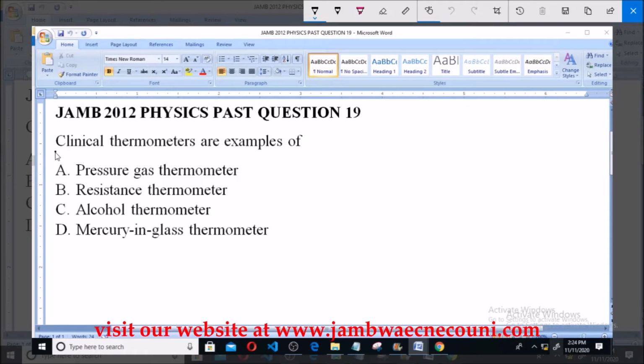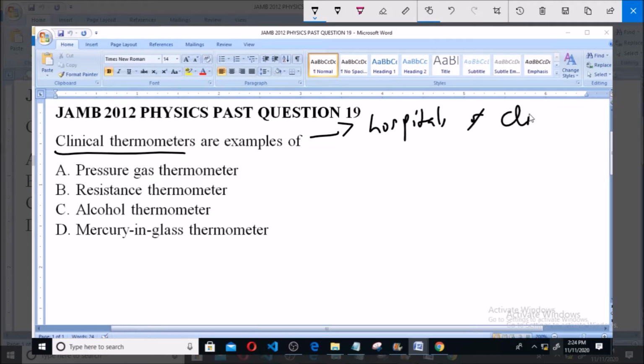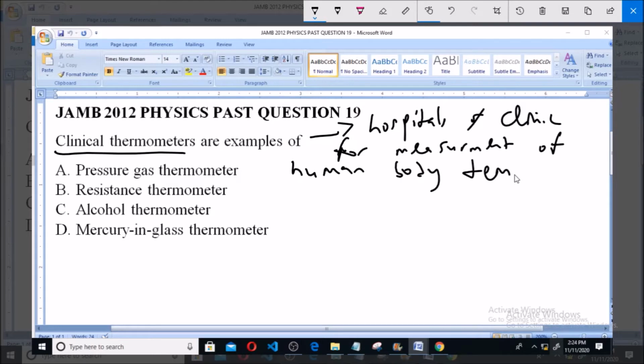So clinical thermometers are basically the thermometers that are used in hospitals and clinics for measurement of human body temperature. And we are asked what type or what example of thermometer is clinical thermometer.